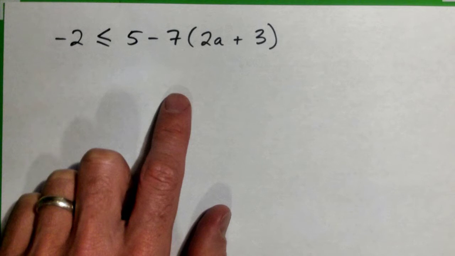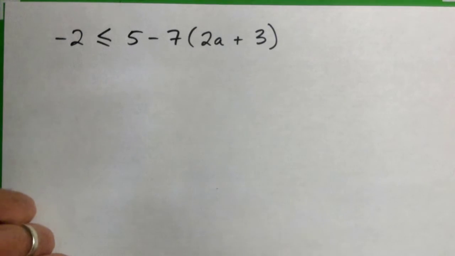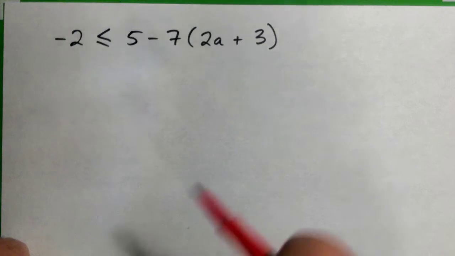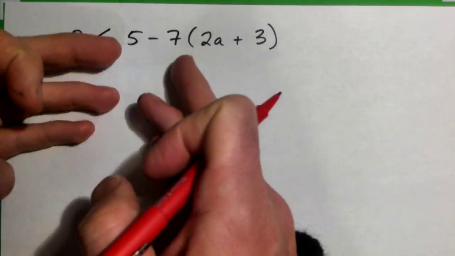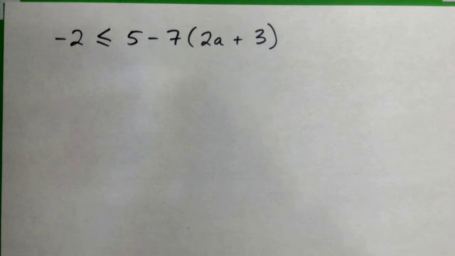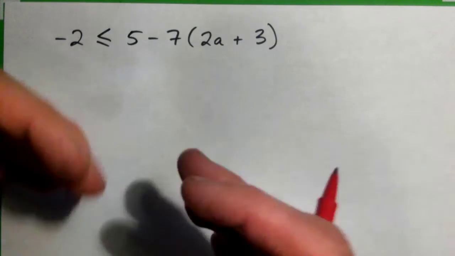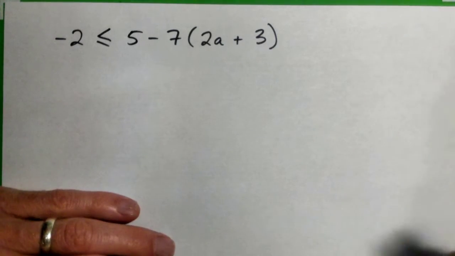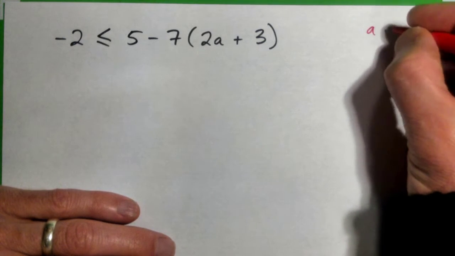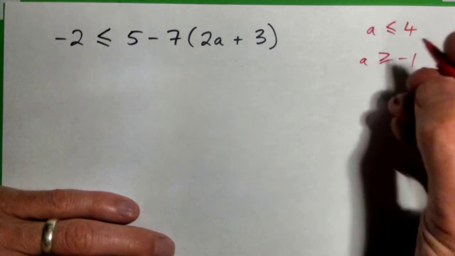So we have negative 2 less than or equal to 5 minus 7 times 2a plus 3. So we need to simplify both sides and then solve. Simplify means apply the distributive property, gather the like terms together. And then after all that is done, we start adding and subtracting to both sides to get a on its own. So the goal is to end up with something like a less than or equal to 4 or a greater than or equal to negative 1. But the a must be by itself.